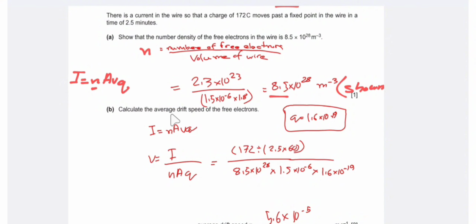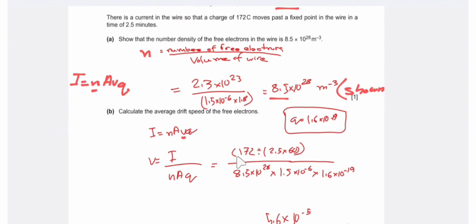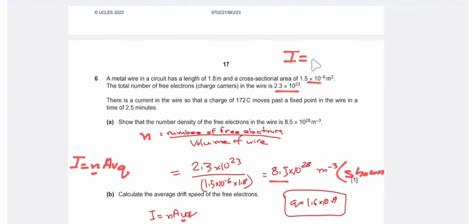Then calculate the average drift speed of the free electrons. So we need to find the speed V. V is equal to I by nAq, where what is the value of current? Current is equal to charge per unit time. The charge is 172 coulomb and the time is 2.5 minutes.